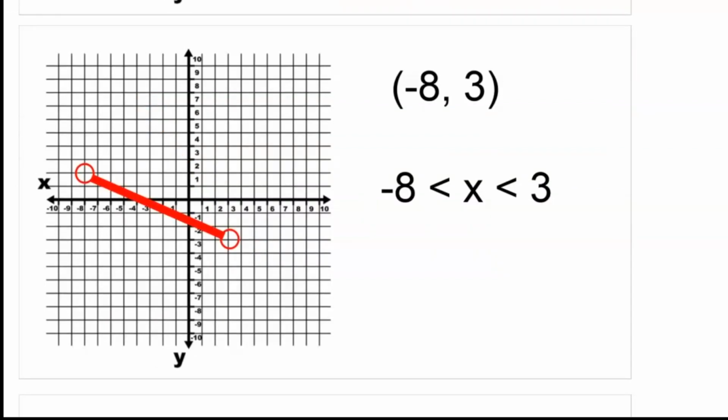Here's an example where both ends have an open circle. So in this case, we would use a parenthesis on both sides.